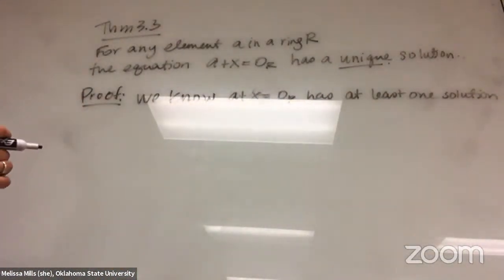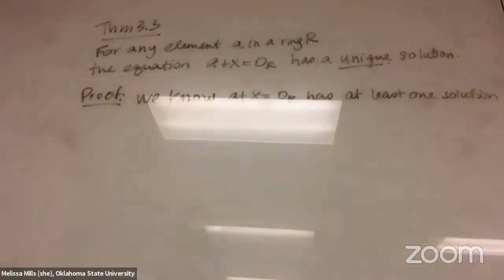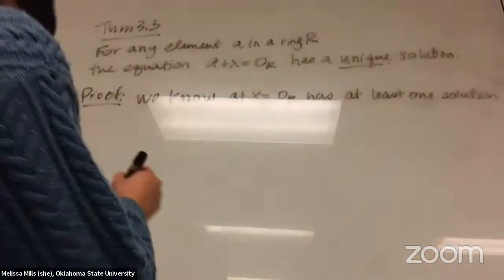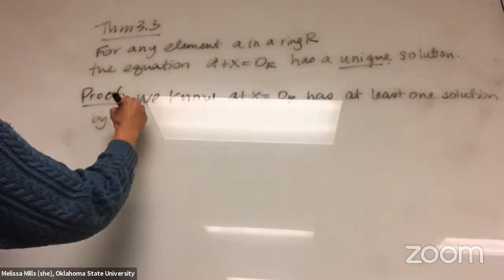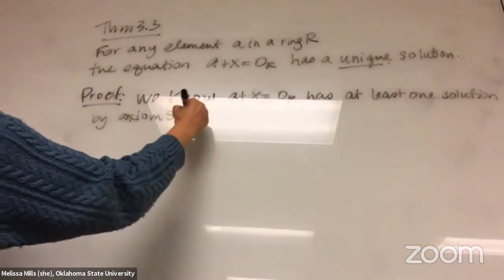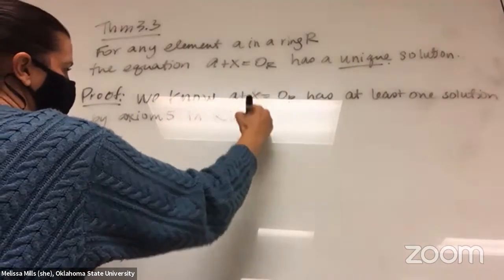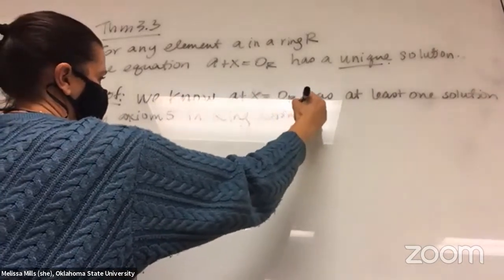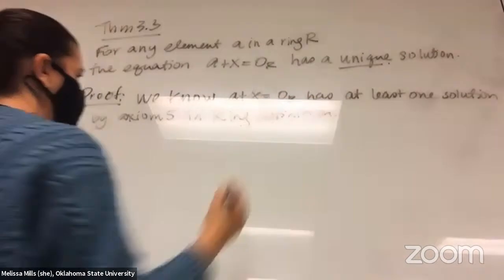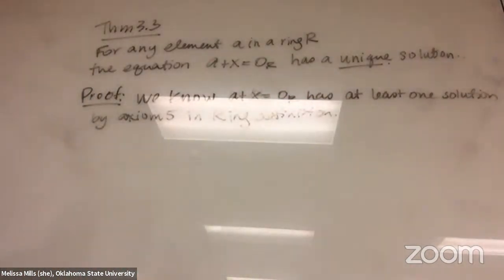By axiom 5, is that what it was? Yeah, so a ring is just defined as a set that has multiplication, addition, and satisfies these axioms. So I guess we're calling it an axiom in the ring definition. Okay, so we're going to assume that there are two.